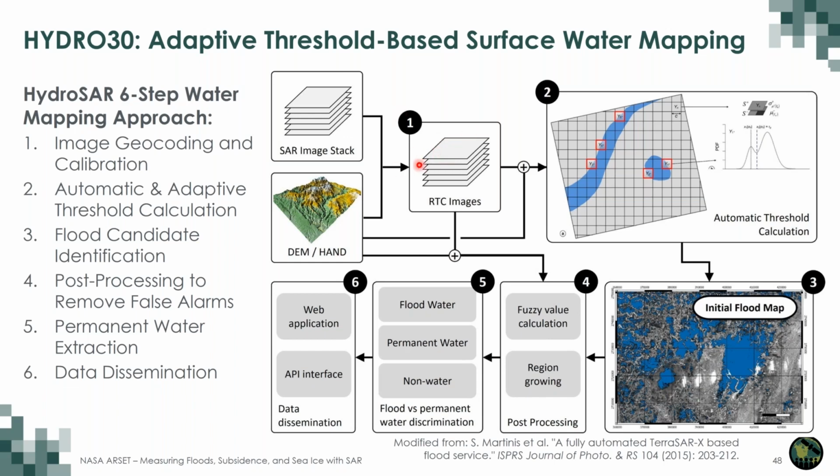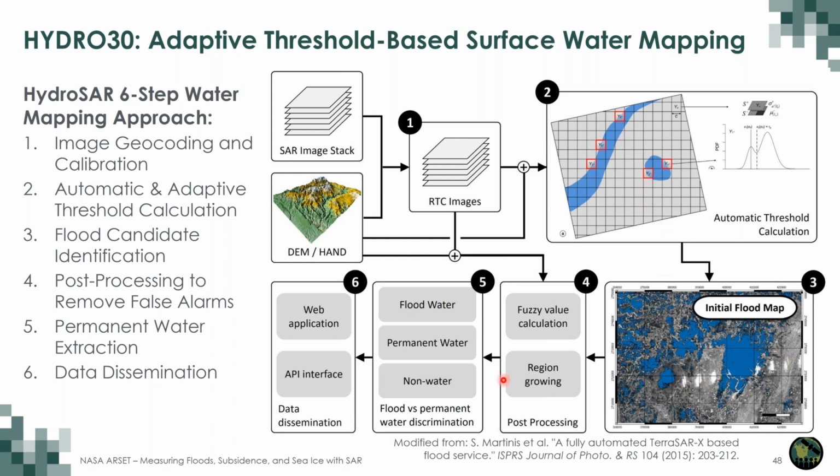Once we have prepared the data sets, we can do the automatic thresholding. Most of the secret sauce of the approach is hidden in this step two, where we're trying to automatically find the best separating threshold between the class land, which is the brighter class in a SAR image, and the class water, which is the darker class in this particular SAR image. So step two provides the threshold determination. Based on this threshold, we can separate land from water classes, and we get what we often call an initial flood map or flood candidate map.